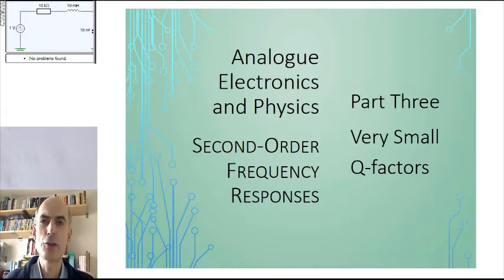In the next few videos, I want to go through some of the limiting cases of the amplitude response of second-order systems. In particular, this system that we've seen with the resistor, inductor and capacitor in series, and the output taken across the capacitor. We'll start with the case of very small Q factors.